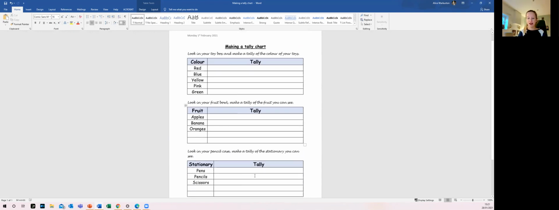Take a photo of your work, put it on Seesaw, and we'll carry on learning more about the tally charts tomorrow in maths as well.